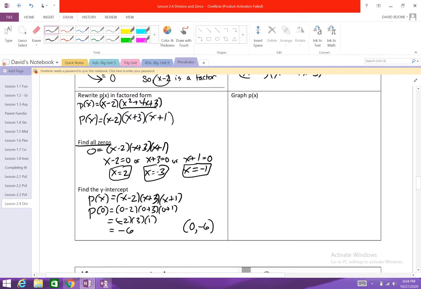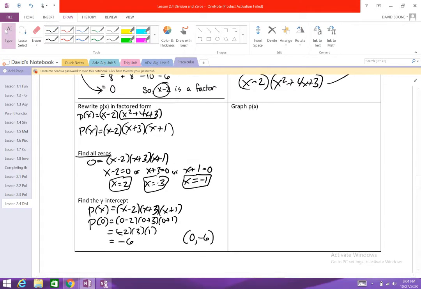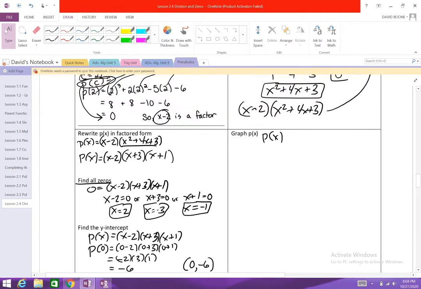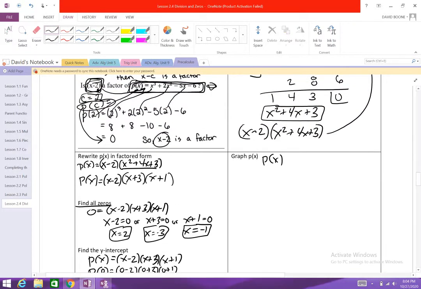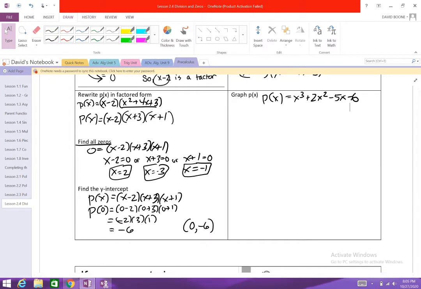So all these pieces allow me to graph this function using everything that I know from earlier. And when I look at the original problem of p of x equaling x to the third plus 2x squared minus 5x minus 6, and I want to graph that, we have to go back and think about all the things we just learned in section 2.3 as well.